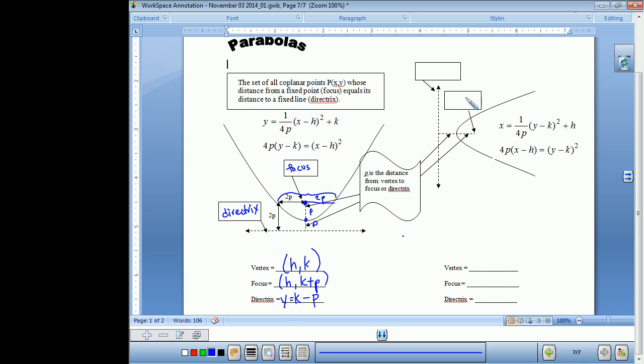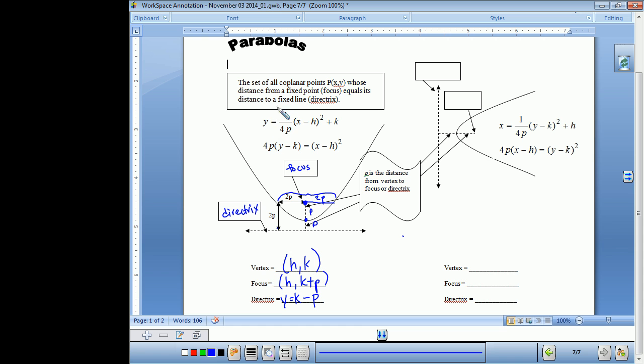Now, today in class, we also approached the parabolas that open left or right. When they open left or right, they're x equals, and it's the exact same form. It's x equals 1 over 4P, times y minus the y value at the vertex, squared, plus the x. We're also going to become familiar with this 4P. This is conic form.